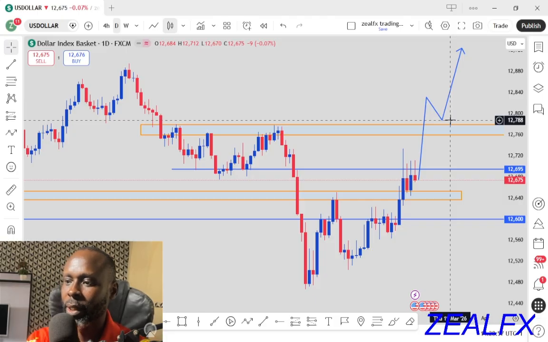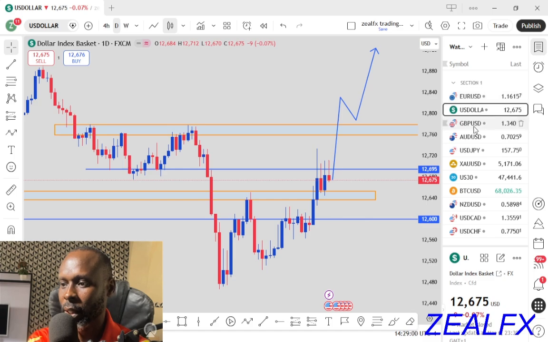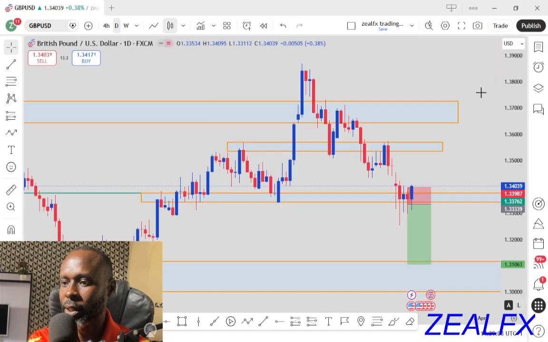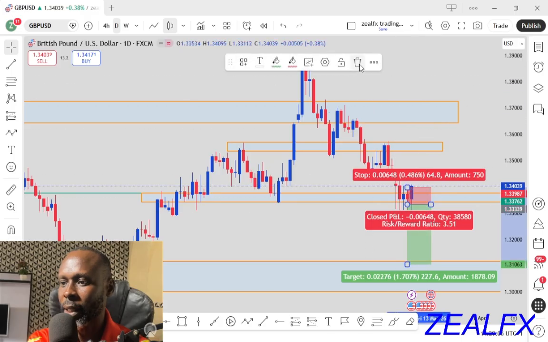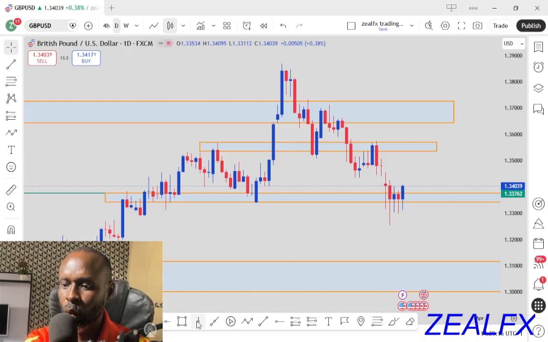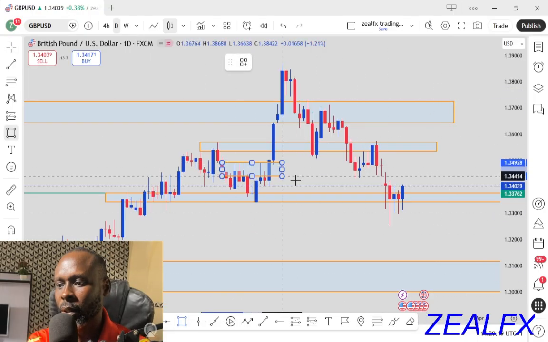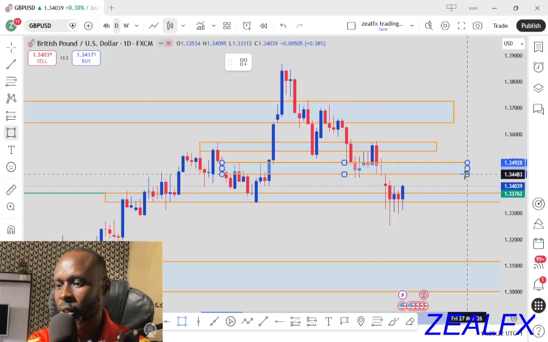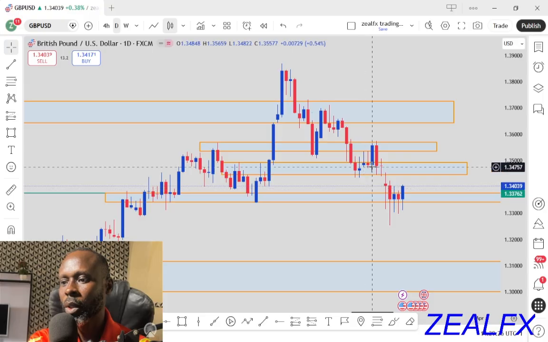So let's look at our next pair, which is the British pound USD. On my daily chart, you can see we have price close on its support level on the daily chart. Then we also have price converting this resistance level into a support level. So long as price converts that resistance level into a support level, our job as a trader is to look out for our area of interest, where to sell the pound USD.